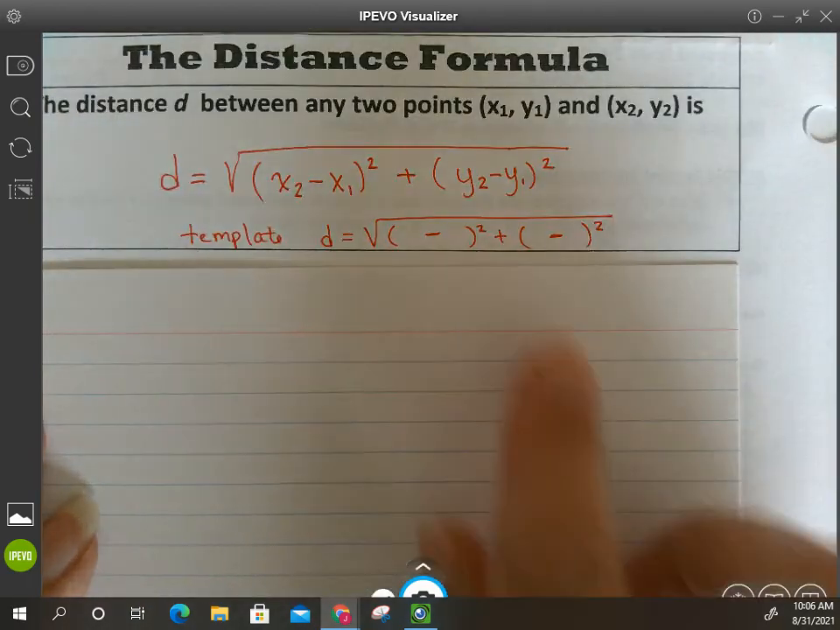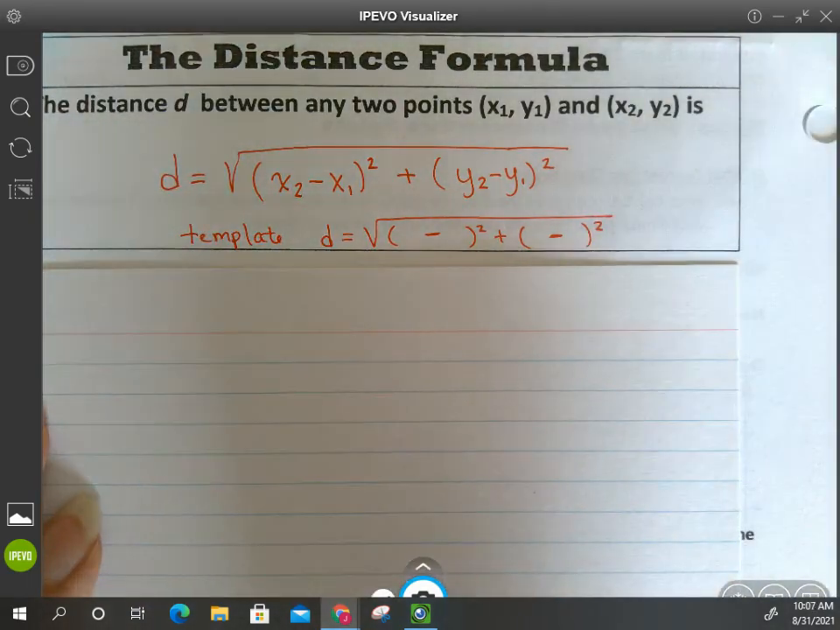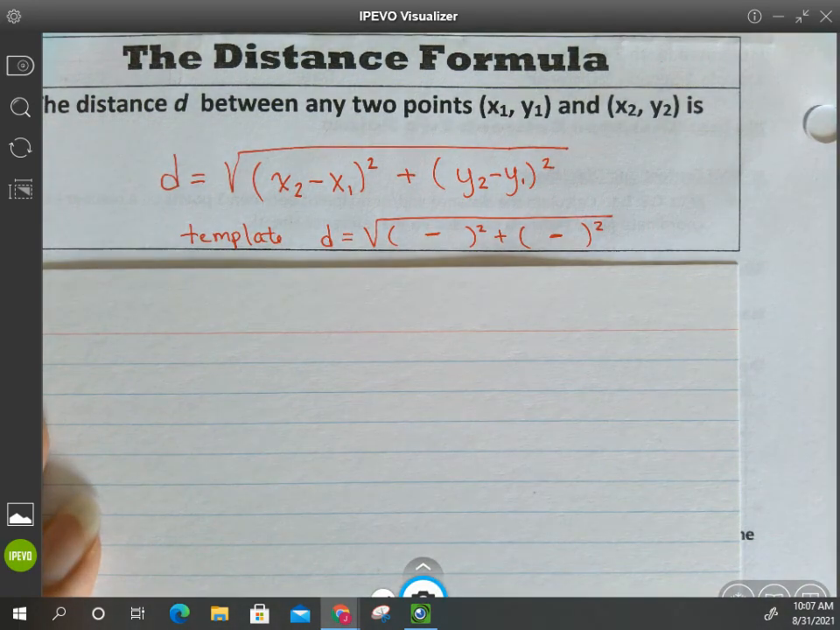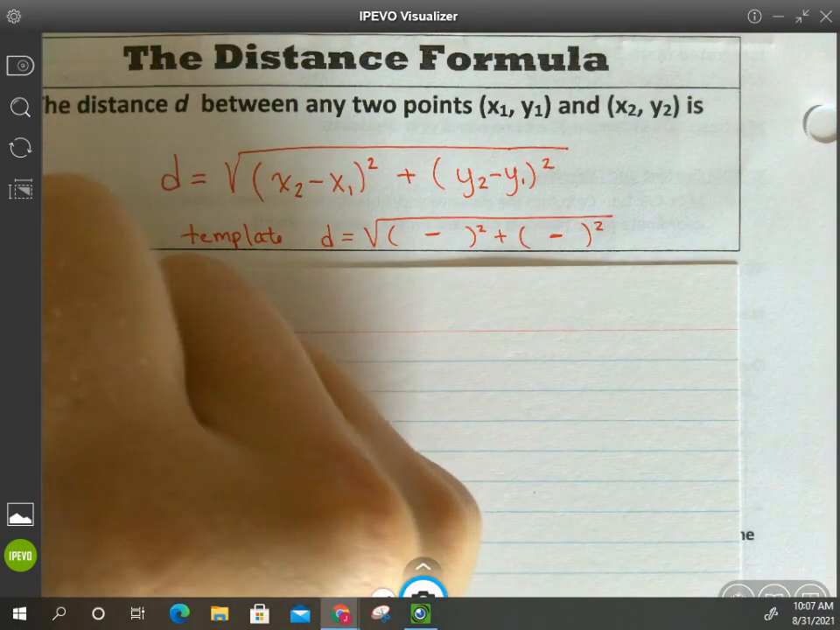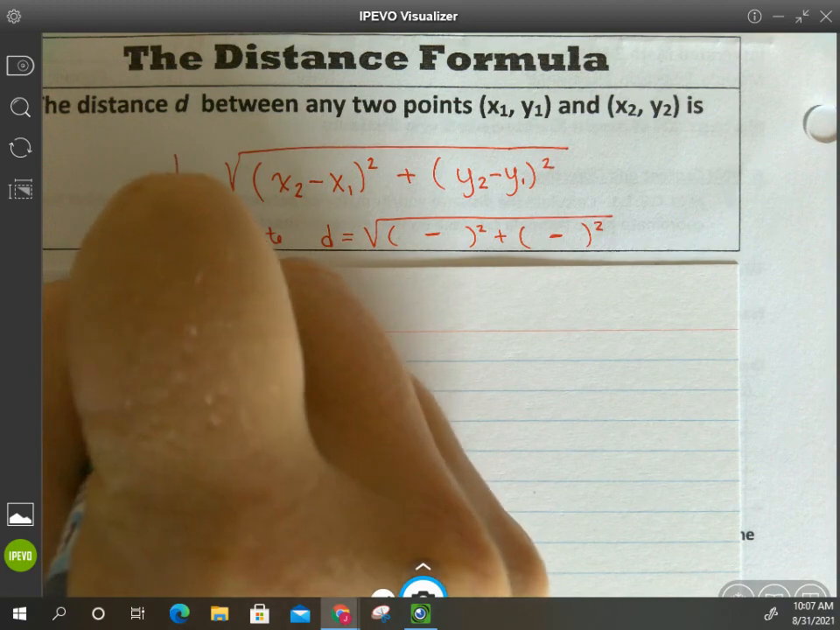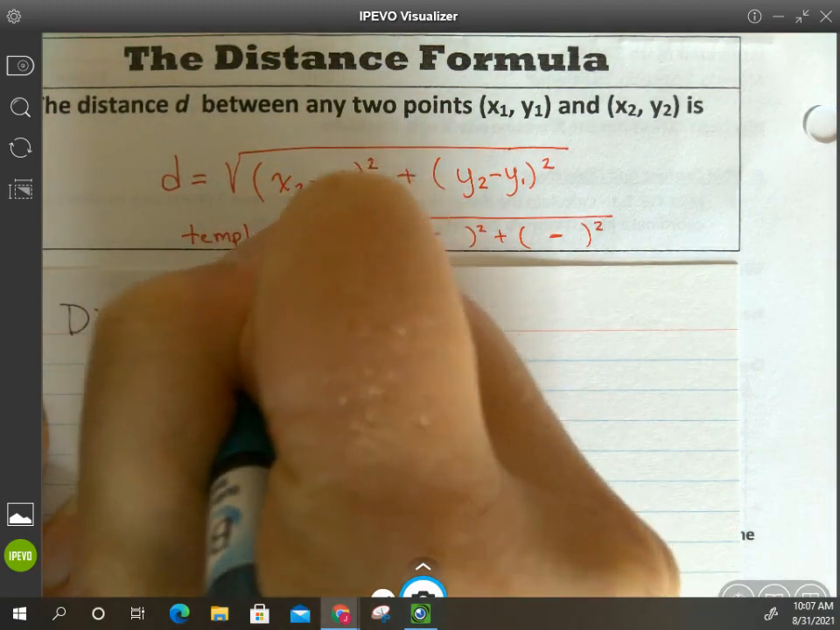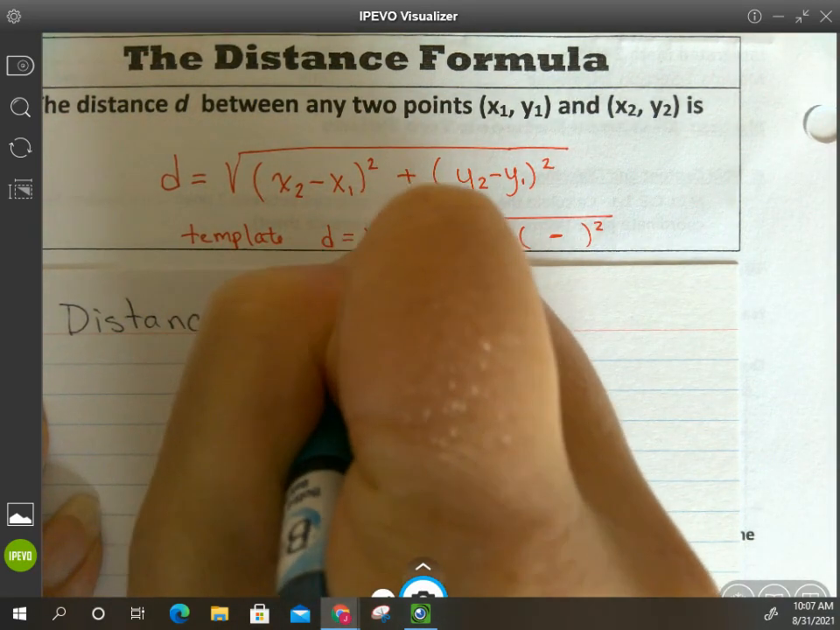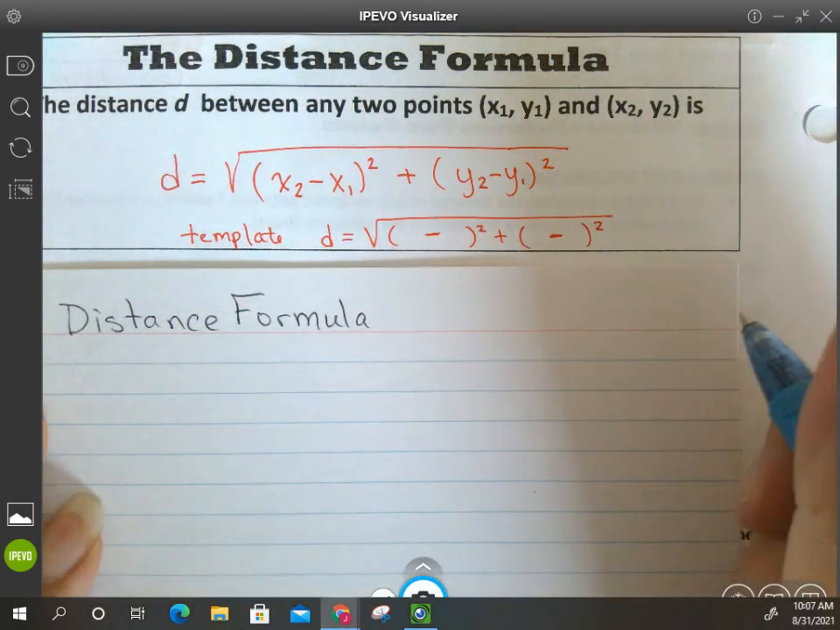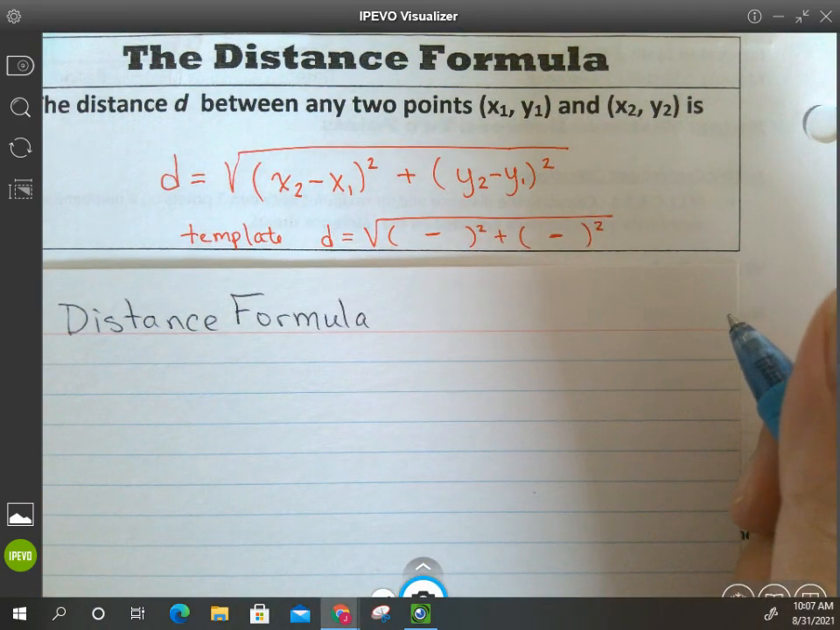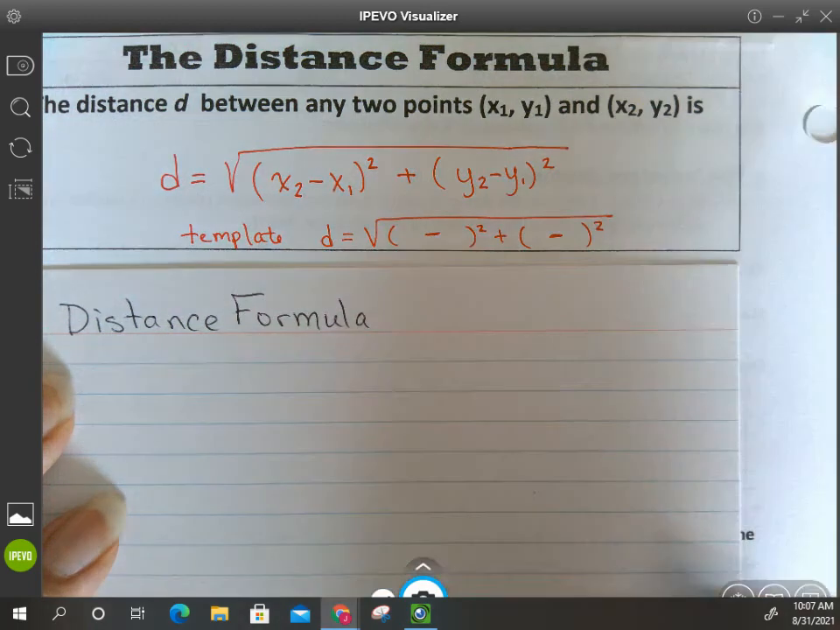So on your note card, make sure your name is on it. Let's go ahead and title it Distance Formula. And this is something you're going to keep in the front of a folder that you can keep referencing. I do not require in here that you memorize this formula. So you'll want to have the note card to help you reference it. So we've got our distance formula.